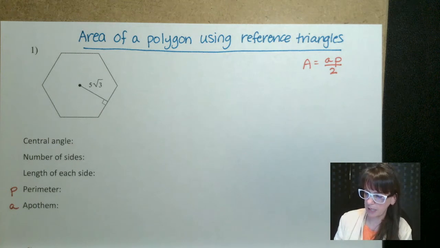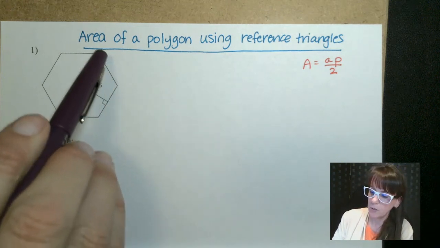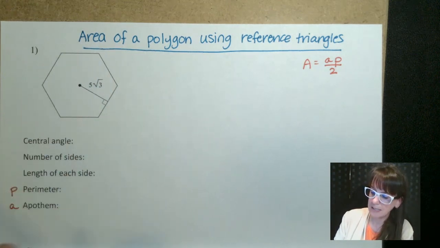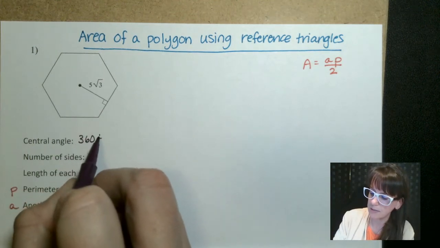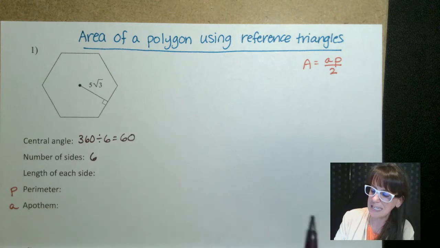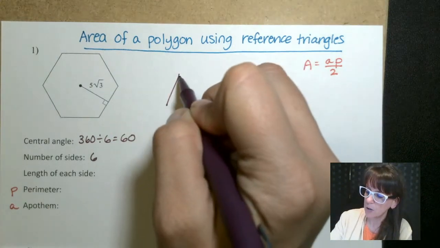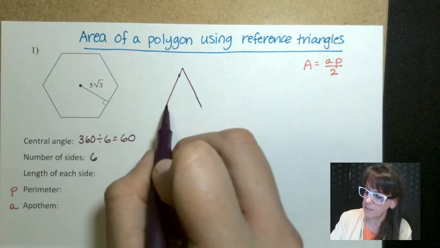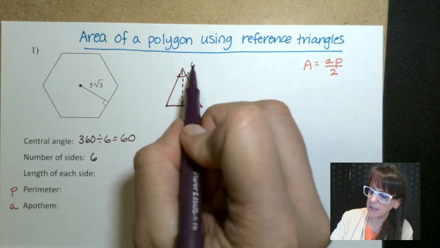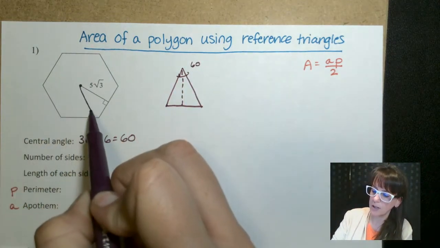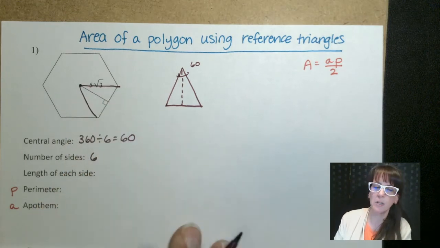So let's start with the number of sides for this one. 1, 2, 3, 4, 5, 6 sides here, which means our central angle is 360 divided by 6. That gives us 60 degrees. So I'm going to draw out this triangle that I have here. That means this angle right up here is 60 degrees. So that's this triangle right there, except drawn much better.